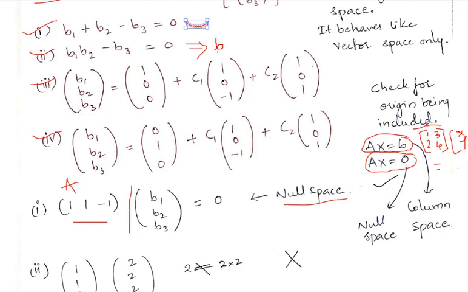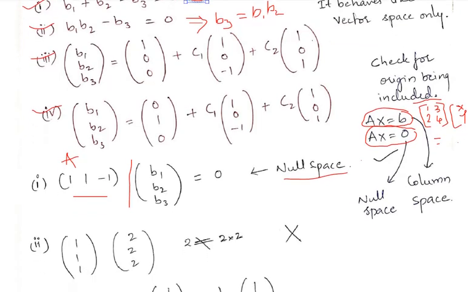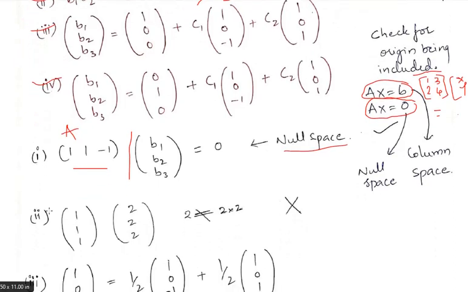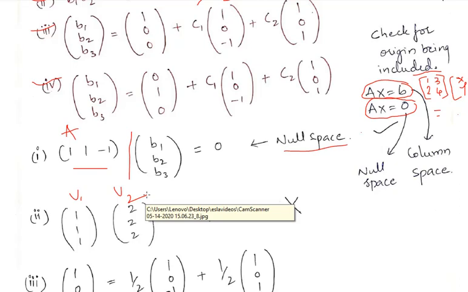b3 component is equal to b1 into b2, correct? So b3 component is b1 into b2. I will take one example. Suppose these are the two vectors, v1 and v2. Can you see here, b3 is not equal to b2 into b3. So b3 is not equal to b1 into b2.